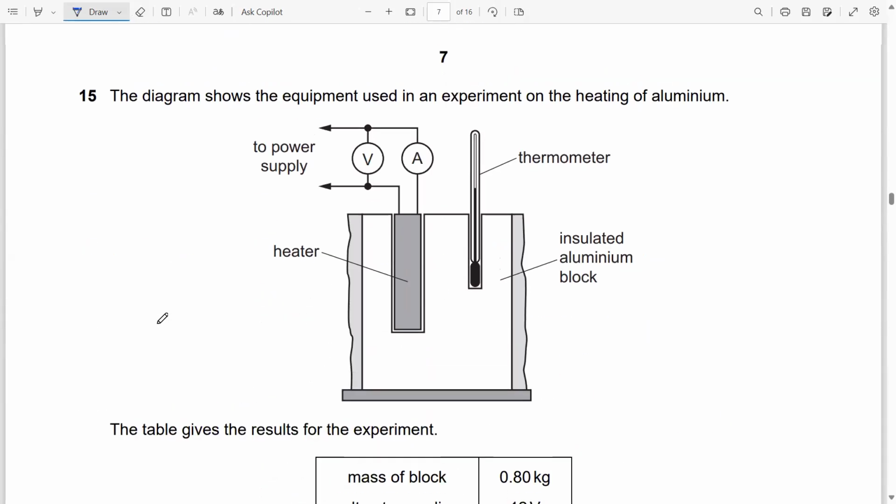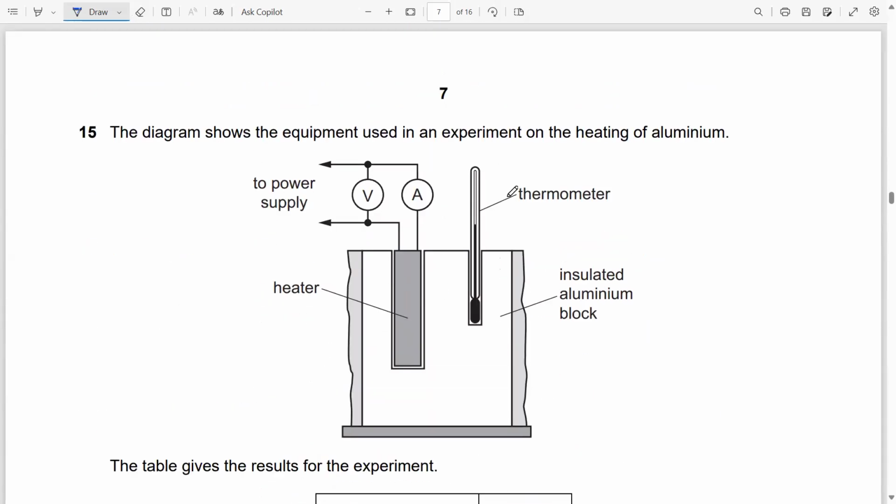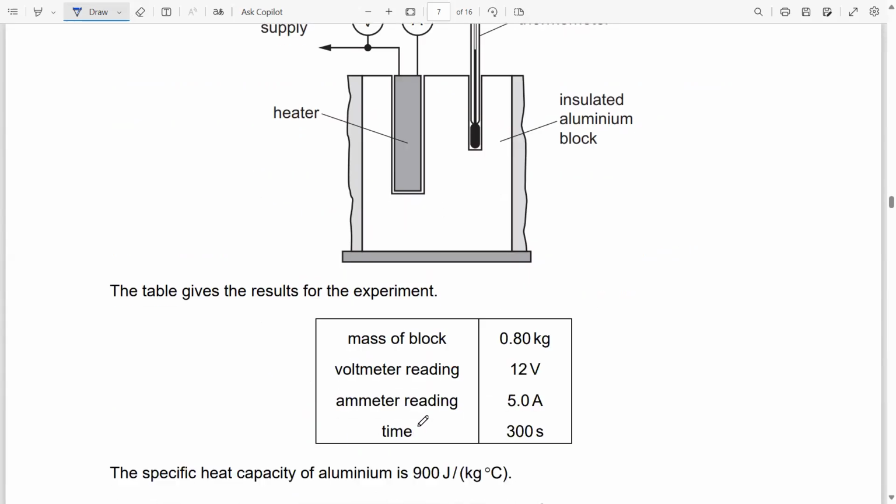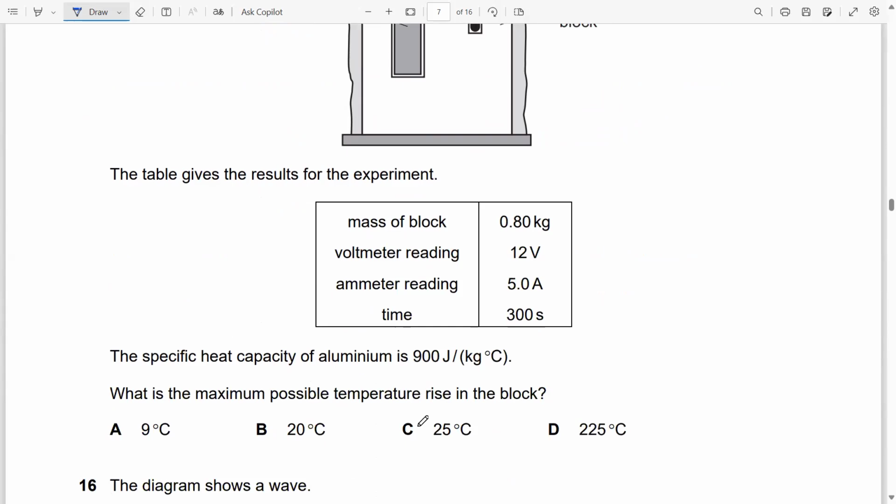Question number 15. The diagram shows the equipment used in an experiment on the heating of aluminium. The table gives the result of the experiment. The specific heat capacity of aluminum is 900. What is the maximum possible temperature rise? So we know that energy supplied to increase temperature, E, is given as E is equal to mc delta T, where m is mass, c is specific heat capacity, and delta T is temperature increase. So delta T, temperature increase, will be E by mc.